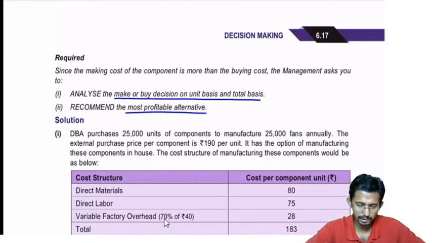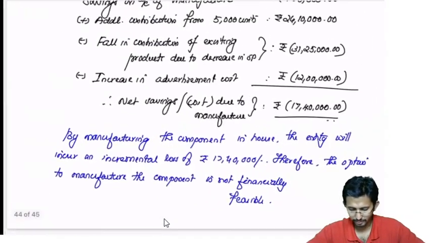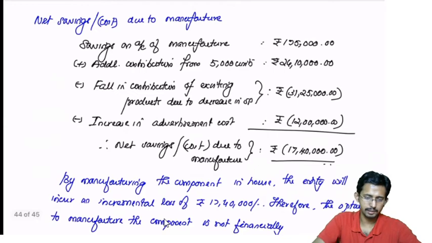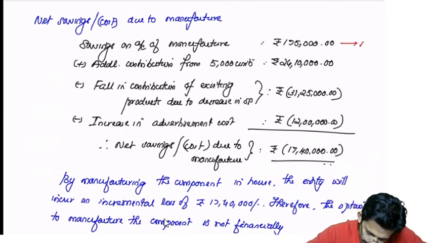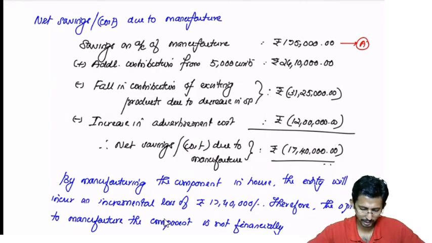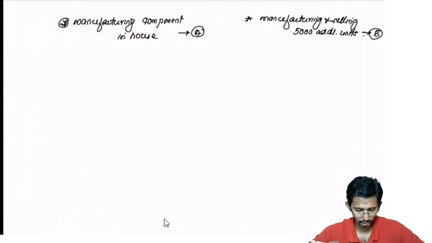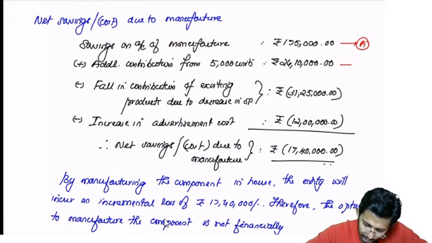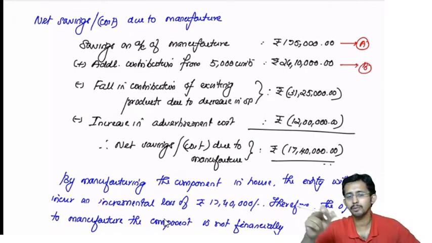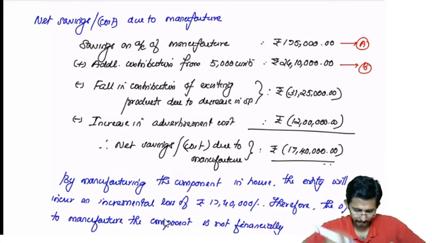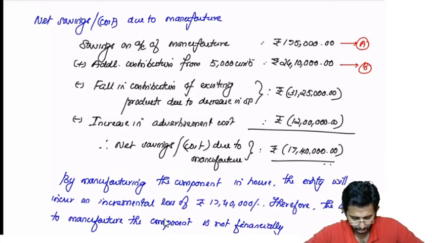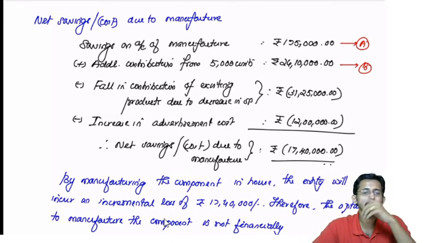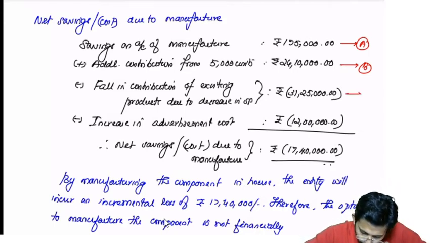Okay, let us take this as A and this as B. If you see the areas where the cost or revenue differs, savings on account of manufacture is purely due to A. That means what is A? A is manufacturing the component in-house. This savings is purely due to manufacturing of the component in-house. Now, additional contribution from 5,000, 24 lakh, this is purely due to B, because we are deciding to manufacture additional 5,000 units and sell that.